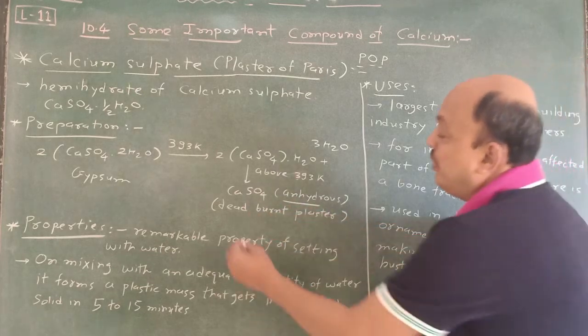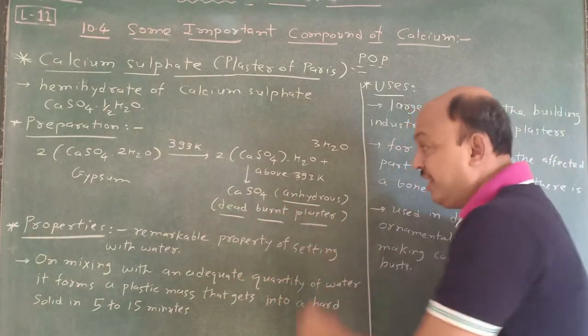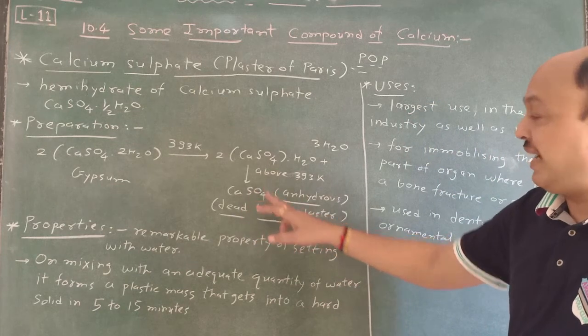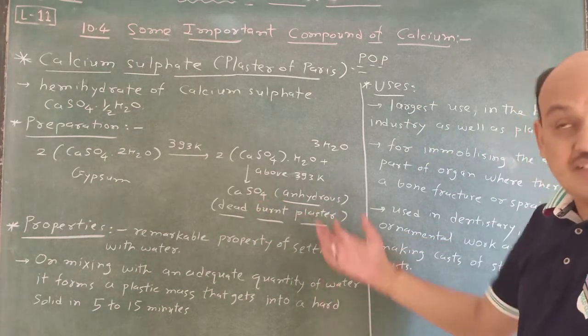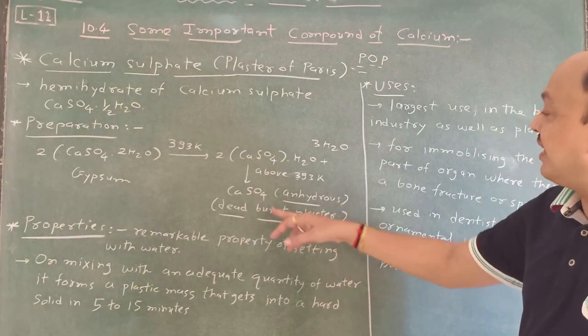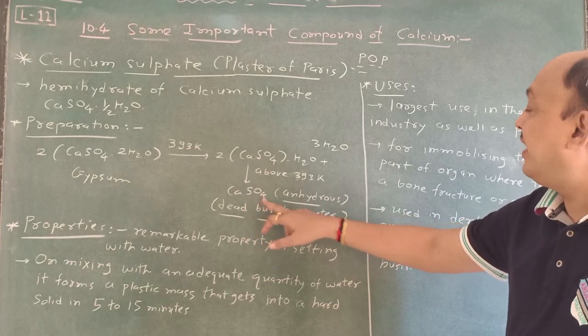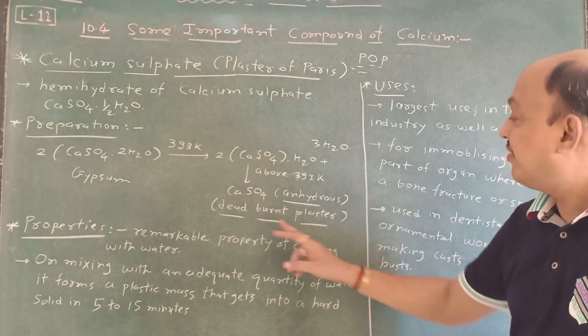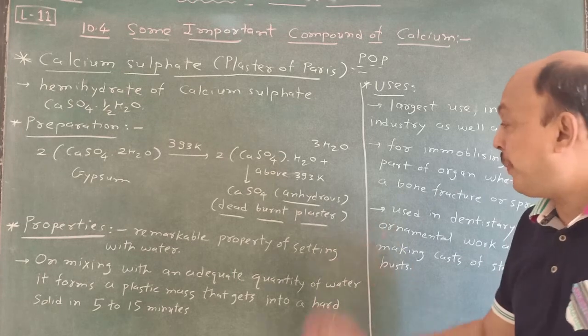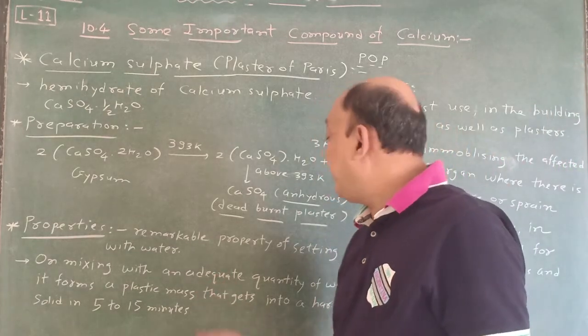So what is the meaning of dead burnt plaster? It is very important. The formula is CaSO4. It is a very simple way, and we consider crystalline CaSO4 anhydrous, which is dead burnt plaster. Properties. Properties are very simple.